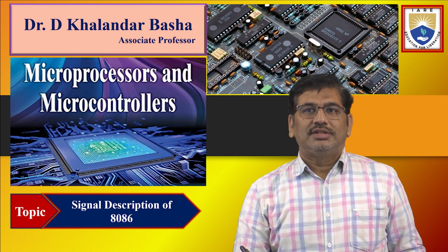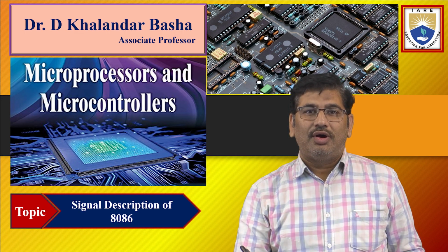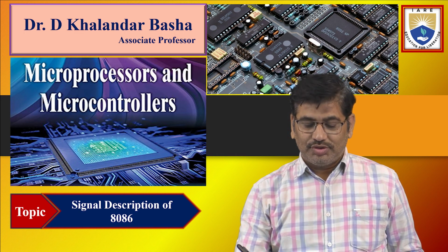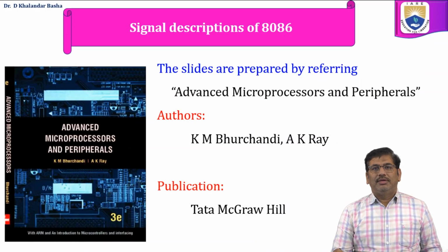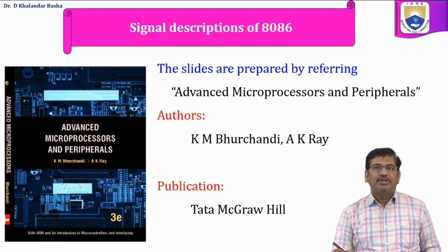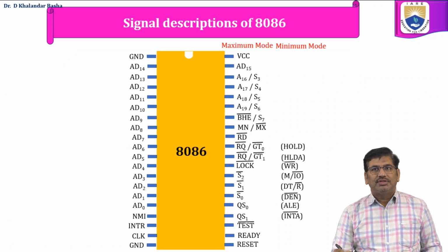Today I am going to discuss the signal description of the 8086 microprocessor. The slides are prepared by referring to the textbook Advanced Microprocessor and Peripherals, authors K.M. Bhurchandi and A.K. Ray, publication Tata McGraw Hill. The figure shows the various pins that exist in the 8086 processor for both maximum mode and minimum mode.